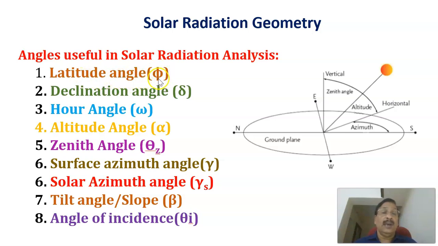Latitude angle, that is represented by phi. Second one we call the declination angle, delta. Third, hour angle, omega, or sometimes it is capital H also. Then altitude angle, alpha. Zenith angle, theta z. Surface azimuth angle, gamma. Solar azimuth angle, gamma s. Tilt angle or slope, that's called beta. Angle of incidence, theta i. So these are the different angles used in the solar radiation geometry. We will see them one by one in the next slides.